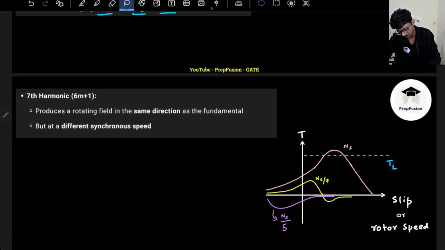So the seventh harmonic produces a rotating magnetic field in the same direction as the fundamental, but at a different synchronous speed. It will provide a synchronous speed of 7 ns. So all these are 6m plus 1, where m can be any positive integer. m equal to 1 is 7, m equal to 2 is 13, m equal to 3 is 19, all those values of m. Basically, it will produce a magnetic field in the same direction.